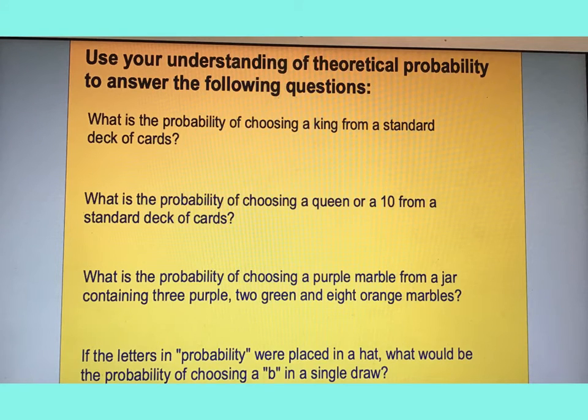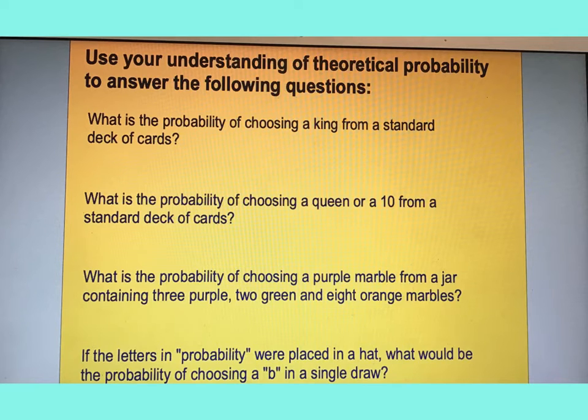Okay, so let's see if you can answer these questions. What's the probability of choosing a king from a standard deck of cards? Raise your hand. All right, so a lot of kids will tell me when they get questions on cards, I don't play cards. That's fine if you don't play cards, but you're still expected to know about decks of cards. So either way, whether you play cards or don't, we have to memorize what a deck looks like.